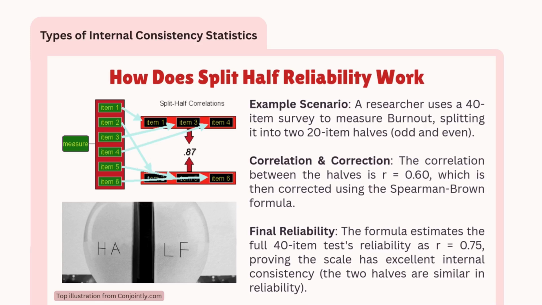So they plug that .60 into the Spearman-Brown formula, and the formula estimates the full 40-item test reliability to actually be 0.75, which is a pretty okay reliability score. So this 0.75 is the proof that the questions in the first half of the test are similar to the questions in the second half in terms of reliability, confirming the scale's good internal consistency.